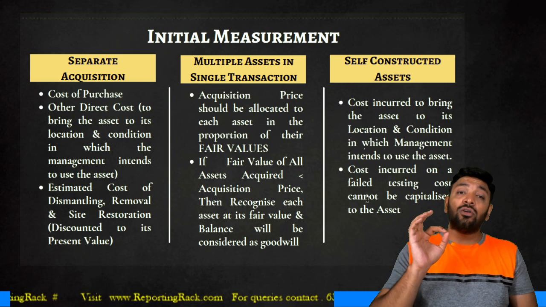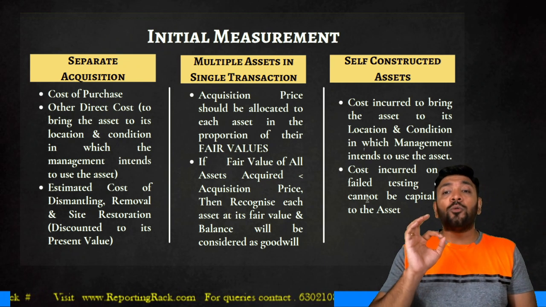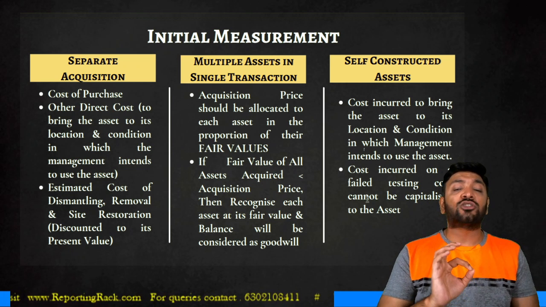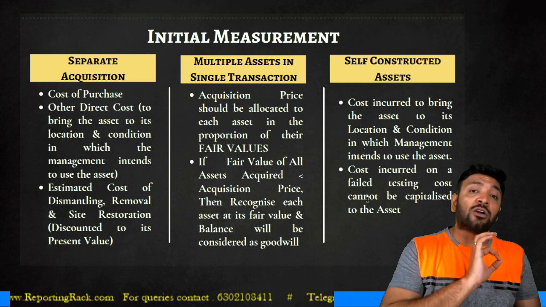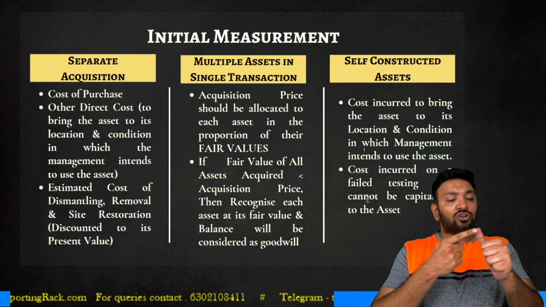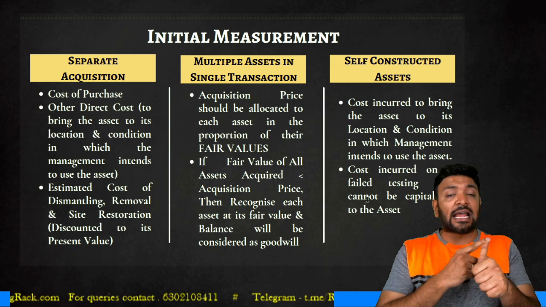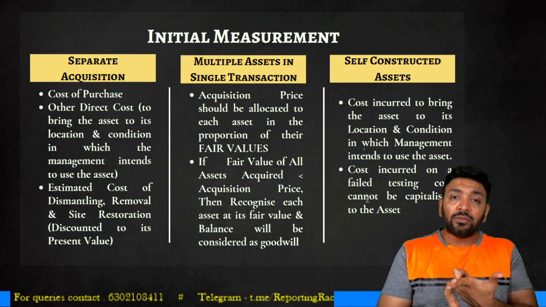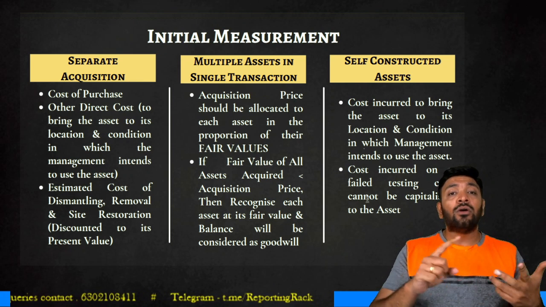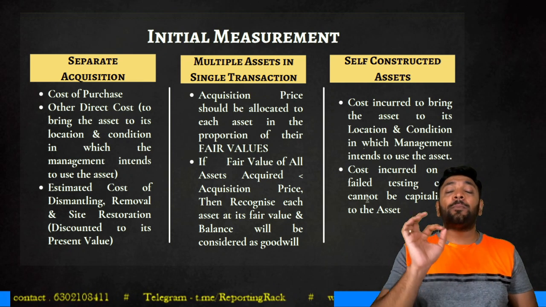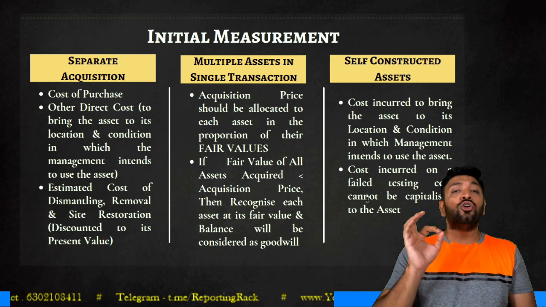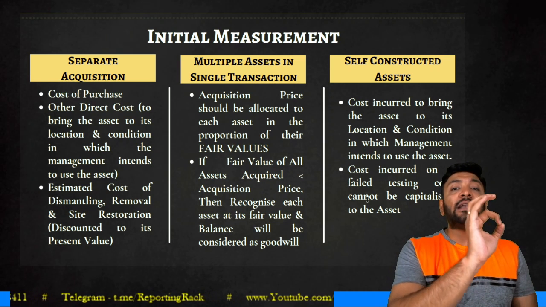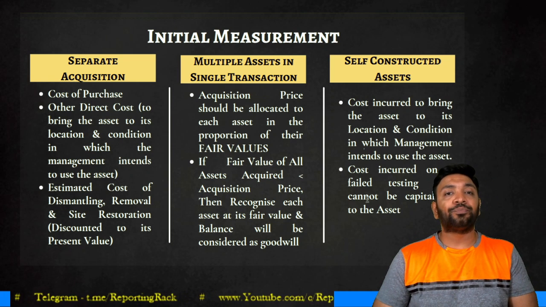In such cases, all costs incurred to bring the asset to the location and condition in which the management intends to use it should be included in the cost of the asset. So that means cost of material like sand, cement, steel, metal purchased, plus cost of labor, that is wages paid to those workers, everything included should be the cost incurred by the management to bring the asset to its location and condition in which the management intends to use that particular asset.